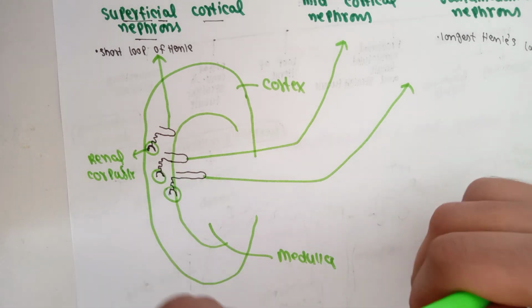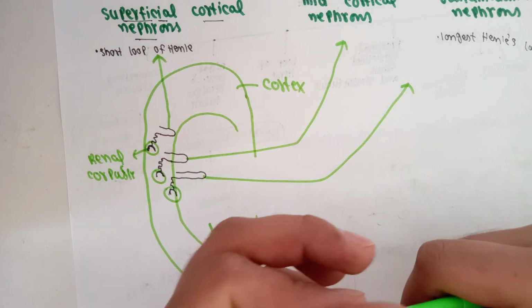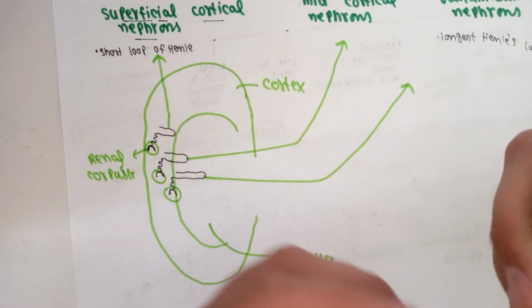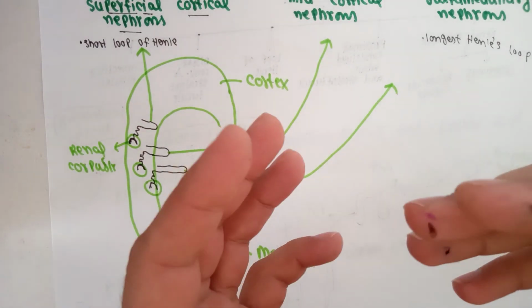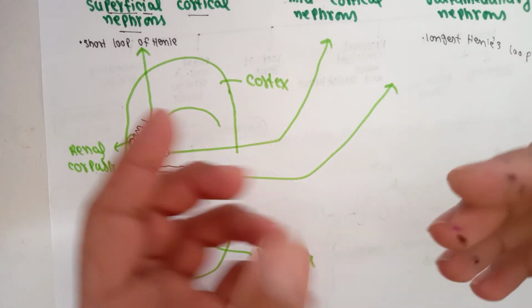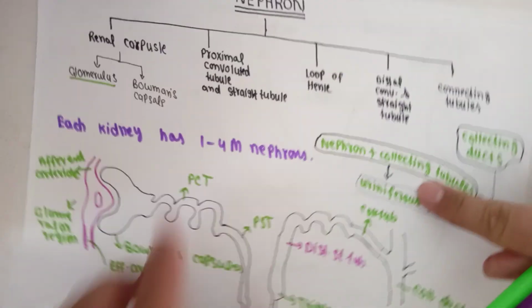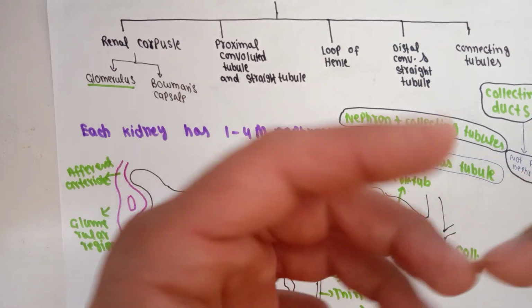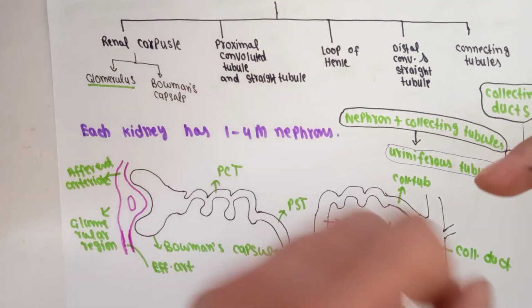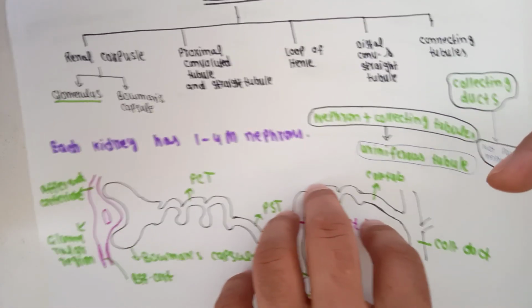After this, we will discuss with explanation what a renal corpuscle is. We will discuss the glomerulus and Bowman capsule, the very cellular structure we will discuss. So this is all about the nephron.